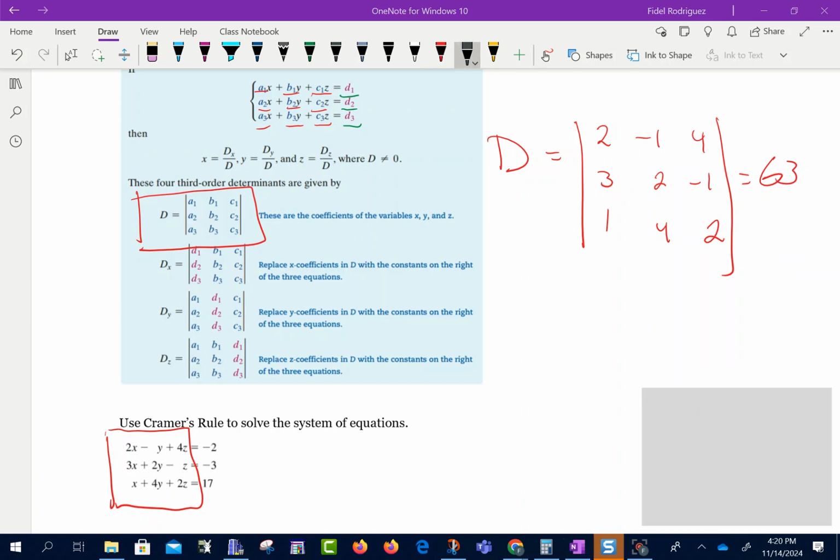Now, y'all, what we're going to do next, we're going to find our dx matrix, okay? Y'all, let me show you how we're going to find our dx matrix.